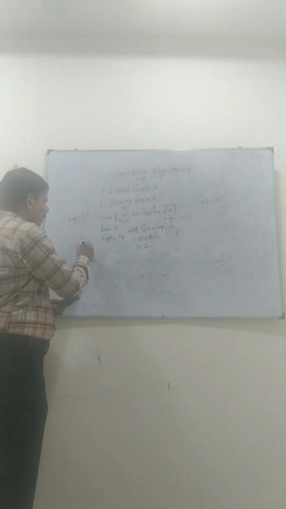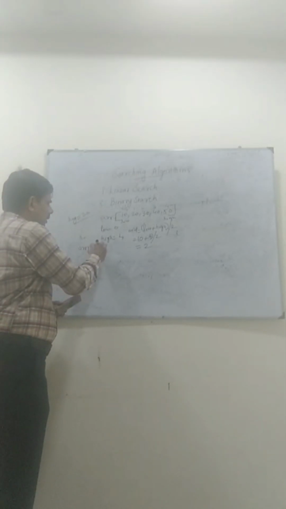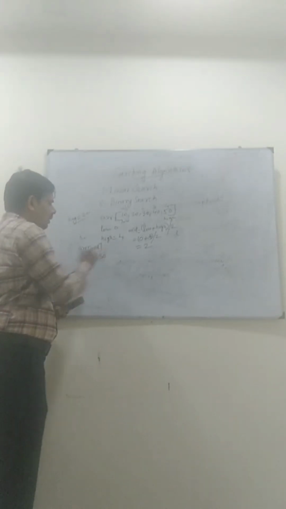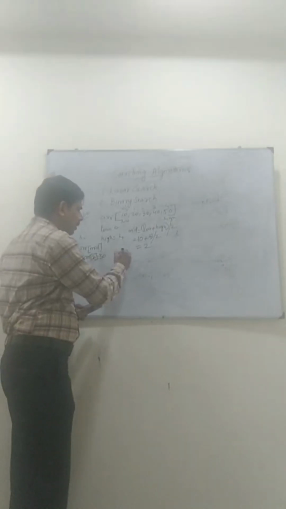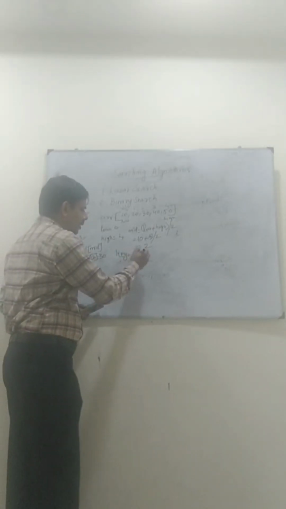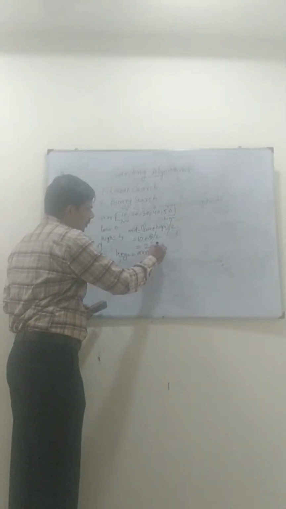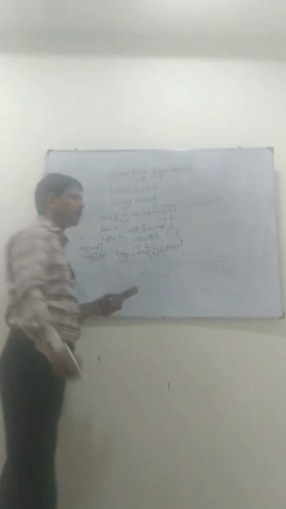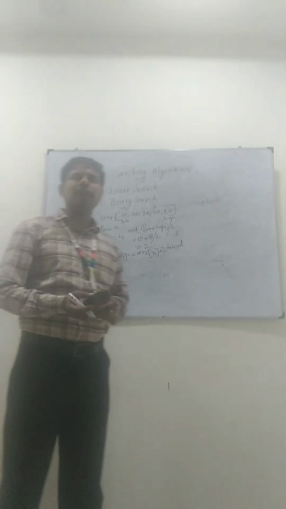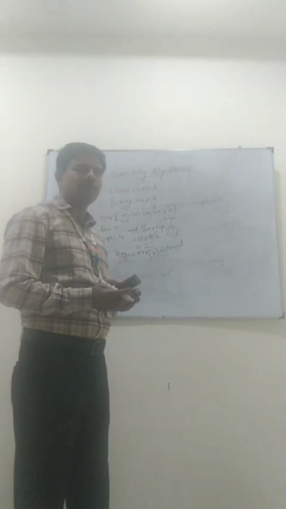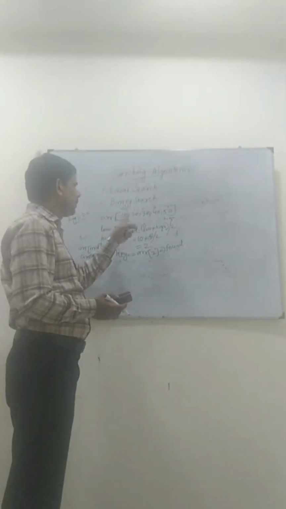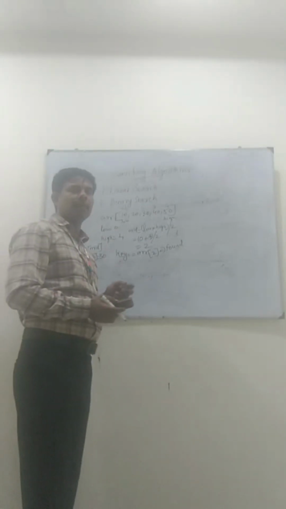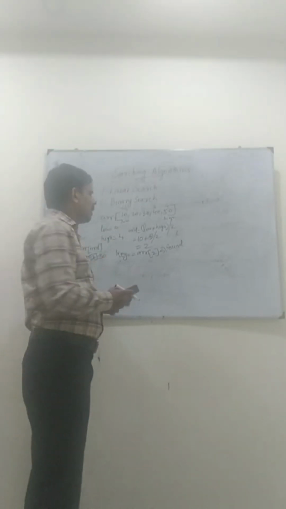Now array of mid is array of 2, which equals 30. Now key equals array of 2. Now the element is found. Suppose our search element is found at the mid element, it means there is a need for only one iteration. Only one iteration is enough.